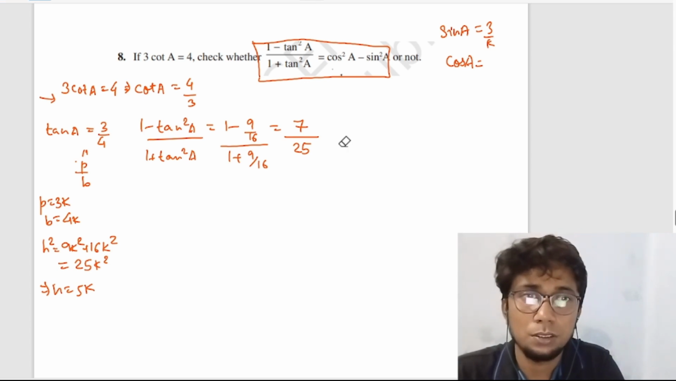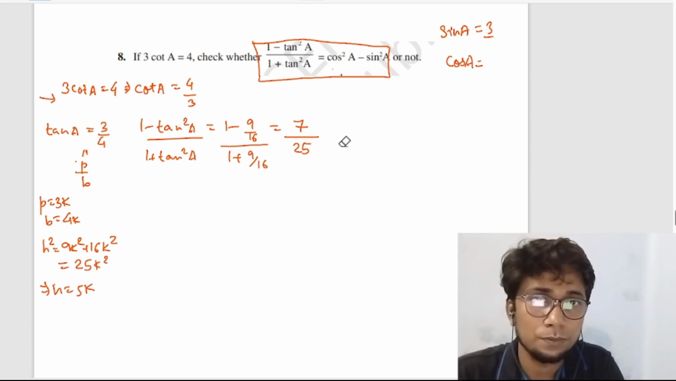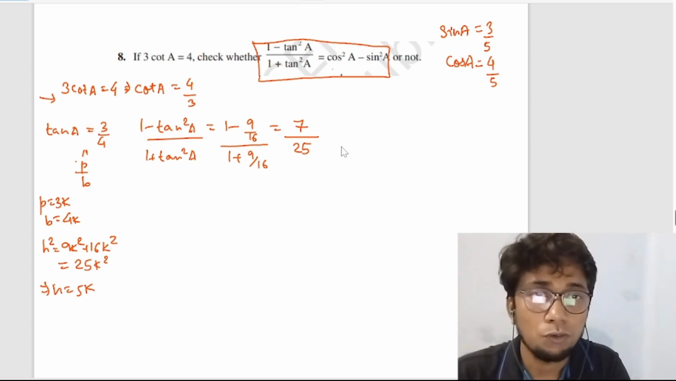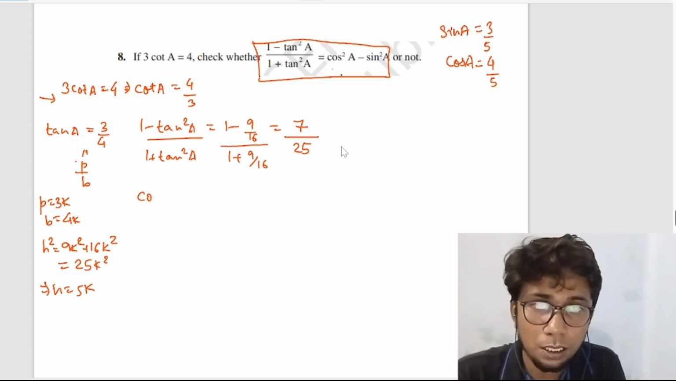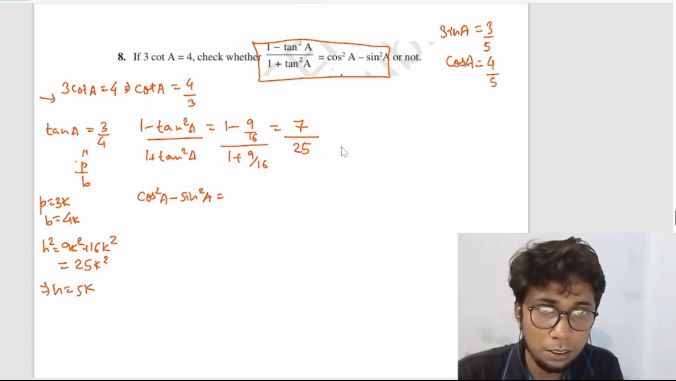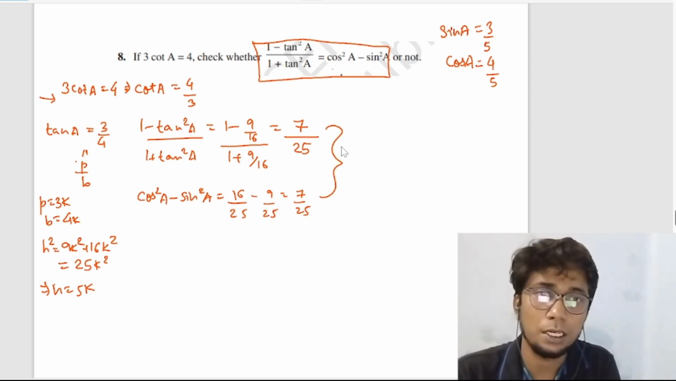Wait, this was 3 over 5, right? This is base upon hypotenuse, that is 4k upon 5k. This will be 4 upon 5. Fine. Now what is cos square A minus sin square A? cos square A minus sin square A is 16 upon 25 minus 9 upon 25. This is what? 7 over 25. So you can see these are equal.